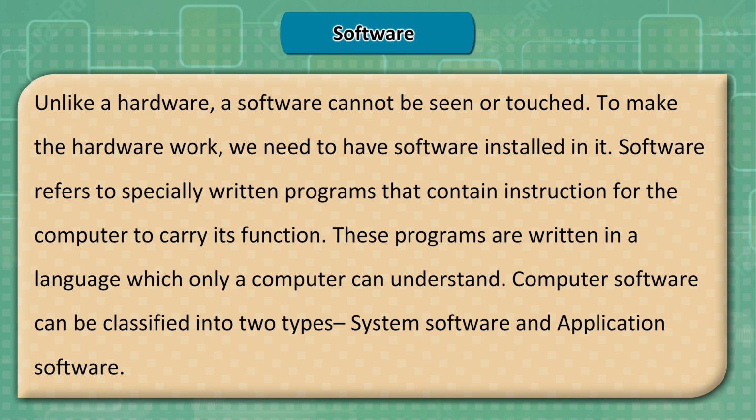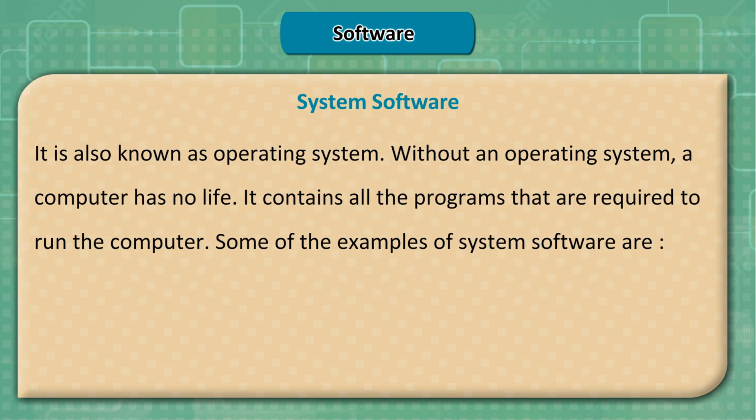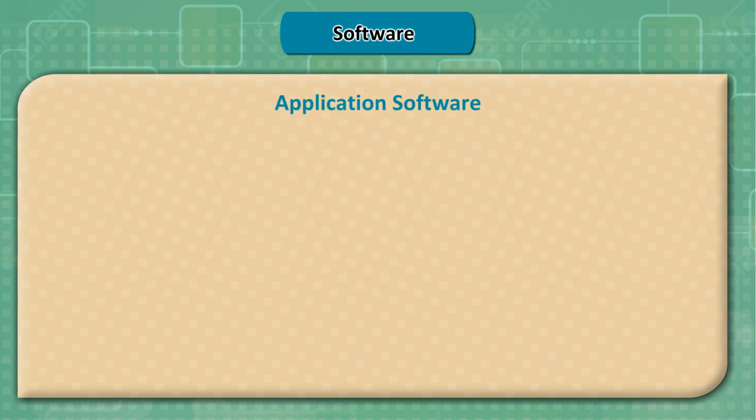Computer software can be classified into two types: system software and application software. System software. It is also known as operating system. Without an operating system, a computer has no life. It contains all the programs that are required to run the computer. Some of the examples of system software are Windows, iOS, Android, Ubuntu.